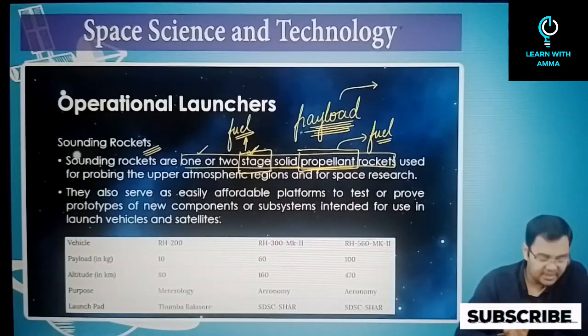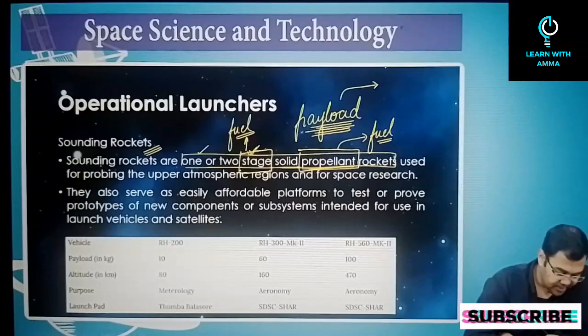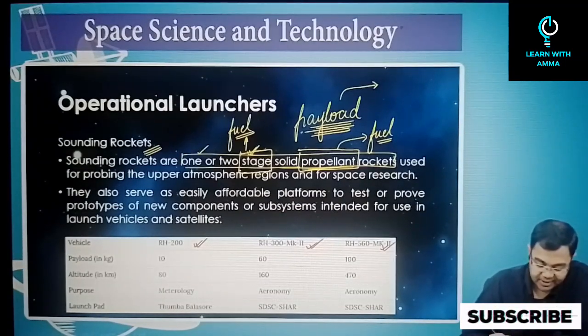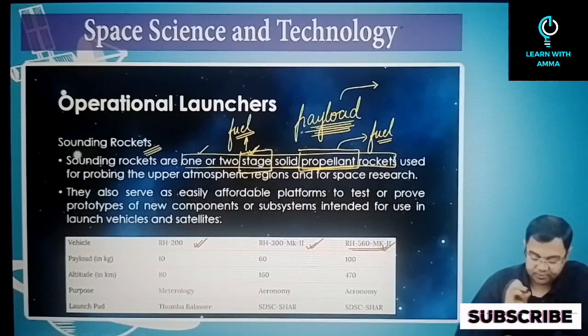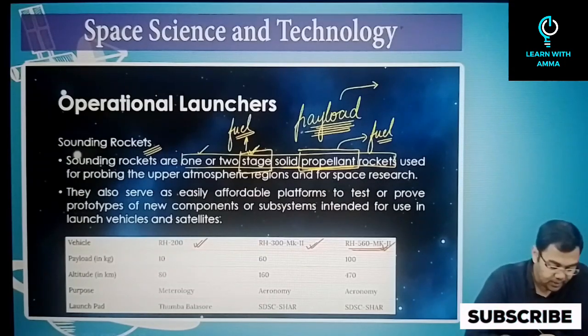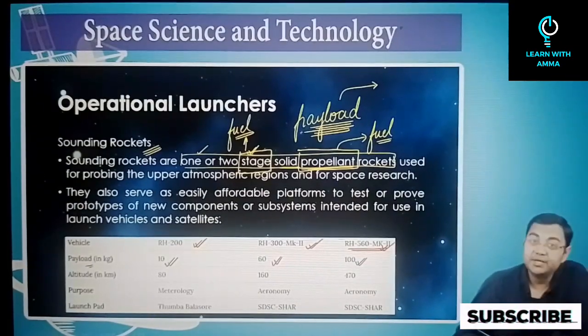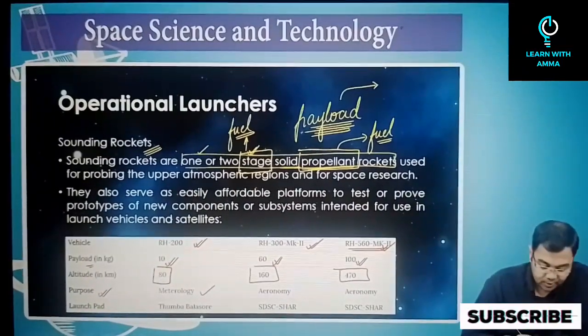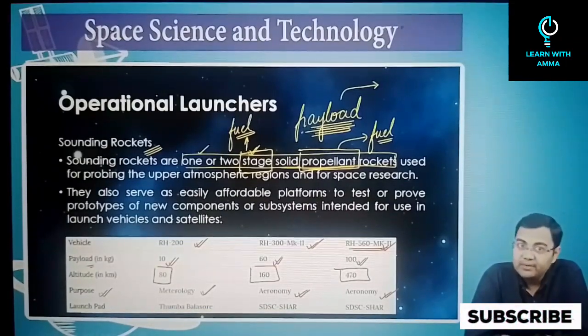So when you come across these terms, just understand what exactly we mean by them. There are three different kinds of sounding rockets that we have: RH200, RH300 Mark II, and RH560 Mark II. First of all, the payload carrying capacity: RH200 10 kg, RH300 60 kg, and RH560 100 kg. Then altitude, the height up to which they can go: 80, 160 and 470 km. Main purpose for which they are being used: meteorology for RH200 and aeronomy for RH300 and RH560.